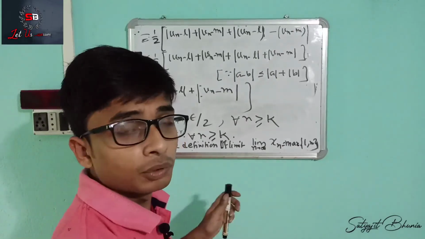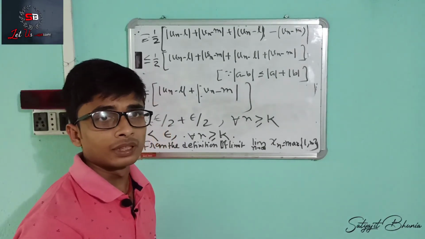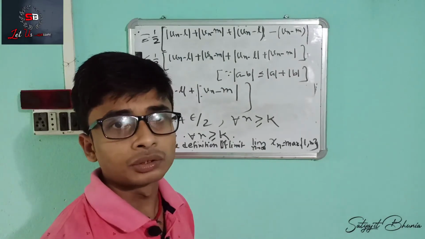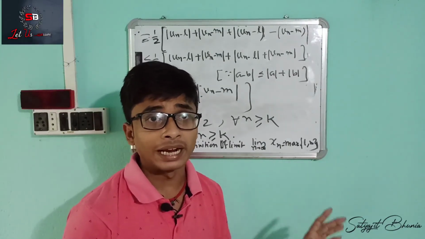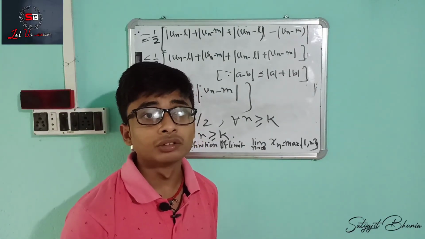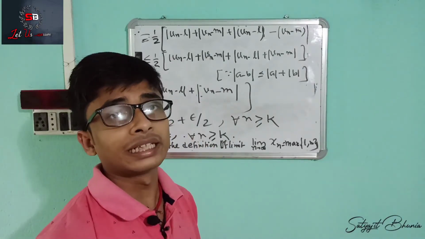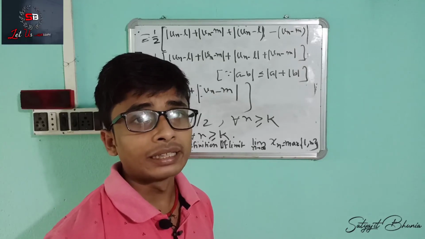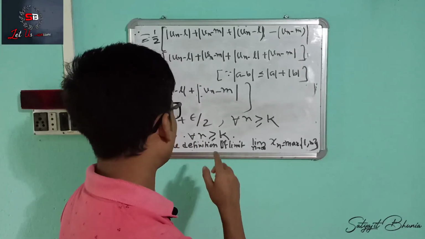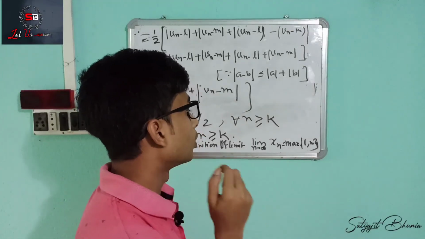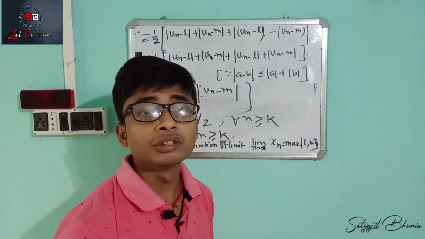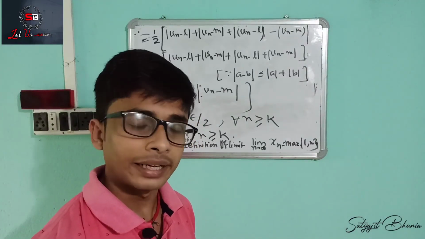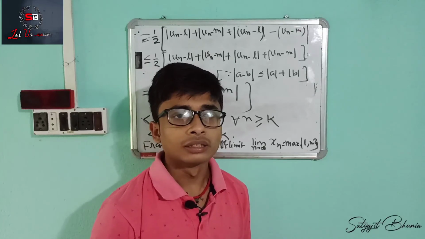We can say that limit of xn as n tends to infinity is equal to the maximum of l and m. This is how we can prove that if un and vn converge to l and m respectively, and xn is a sequence defined by the maximum of un and vn, then xn converges to the maximum between l and m. Okay, this is clear.